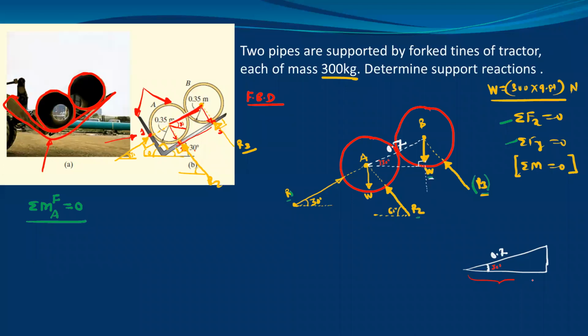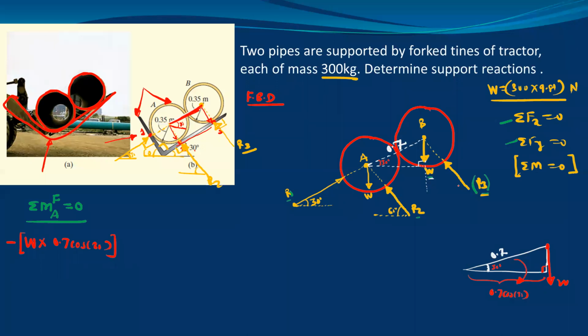So this side, which is the perpendicular distance, is equal to 0.7 cos 30. And here we have the W force. So your moment will be W into the distance 0.7 cos 30. Now this moment is clockwise. So just observe this W. It will try to rotate the complete system in the clockwise direction. So it is negative.